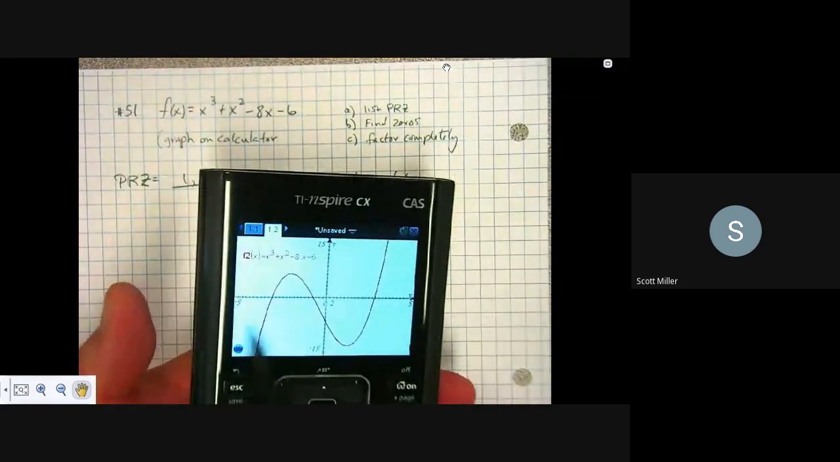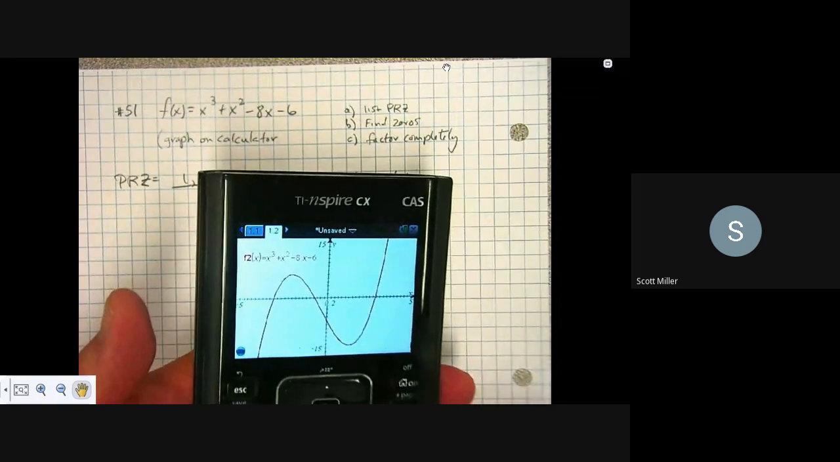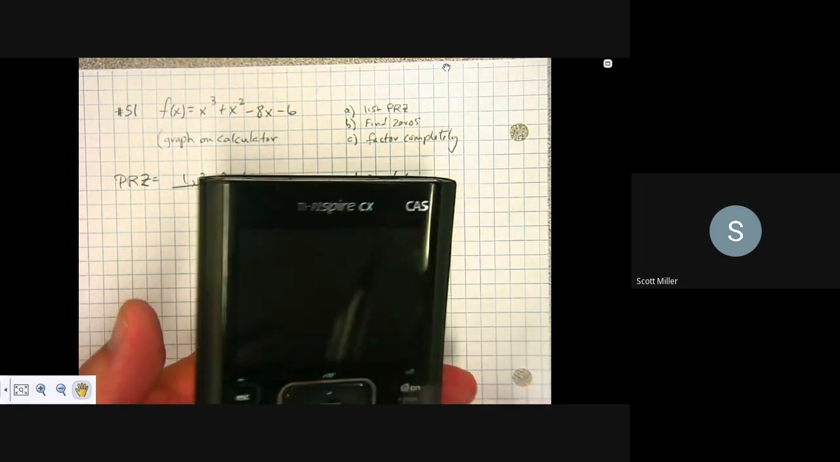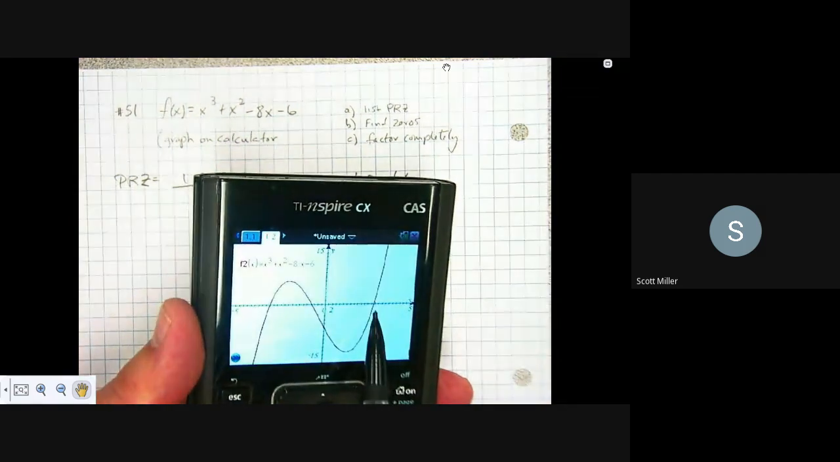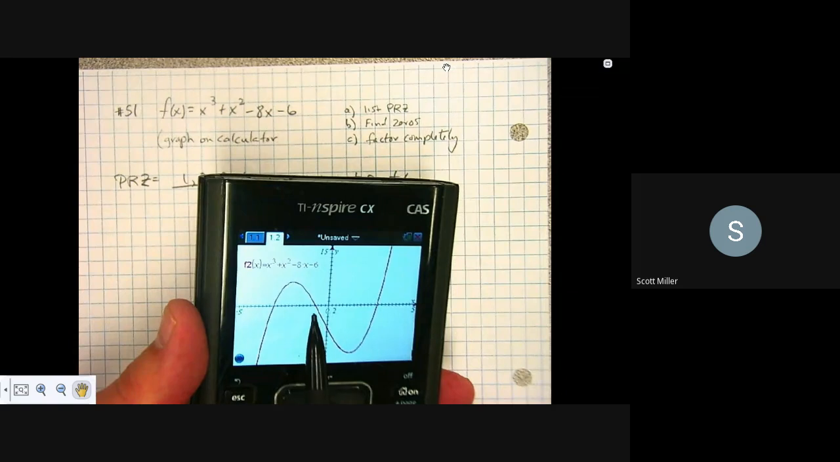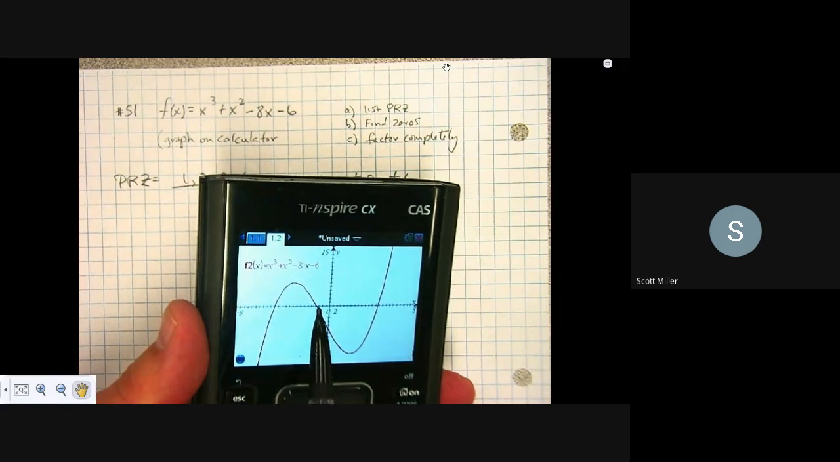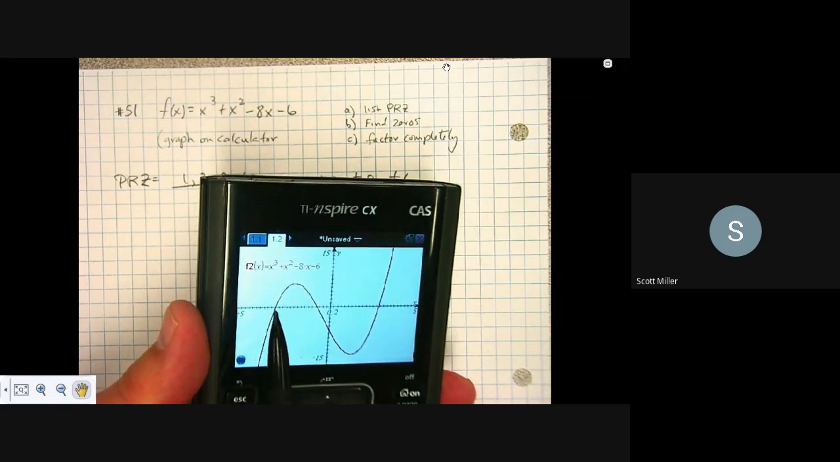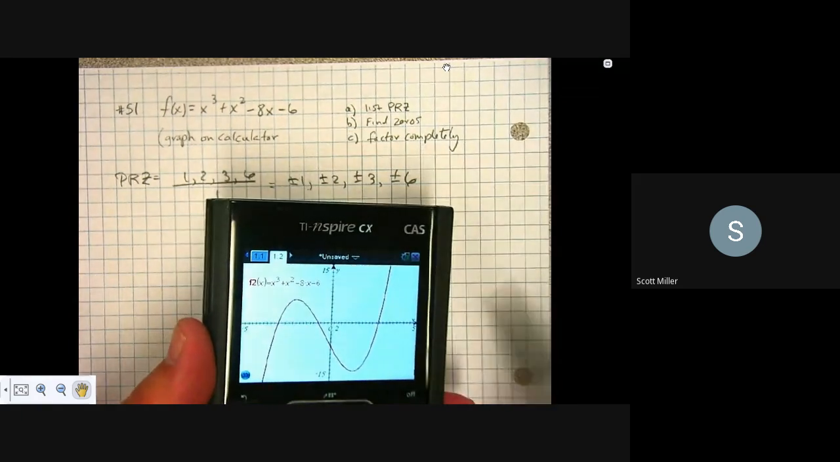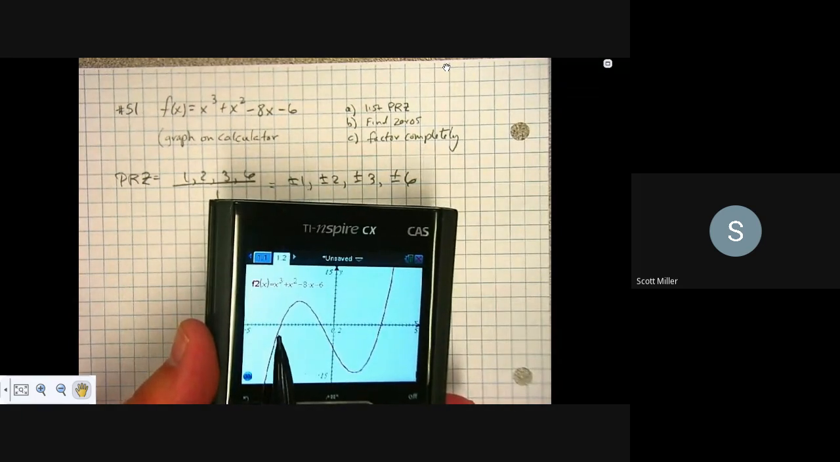Okay? So looking at this calculator, the scale goes from negative 5 to 5. If you look closely, this one does not go through a mark. Okay, so that means it's not an integer. This one does not go through a mark. Sometimes it's harder to see that. It kind of looks like it does. But this one does. So there's a number right here, which is a rational zero. And since I don't have any fractions, it has to be one of those numbers. And since I'm on this side over here, it has to be a negative number.